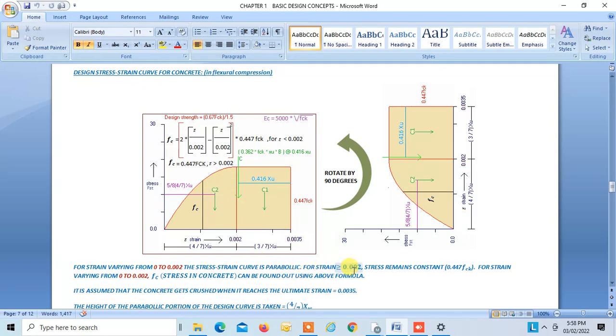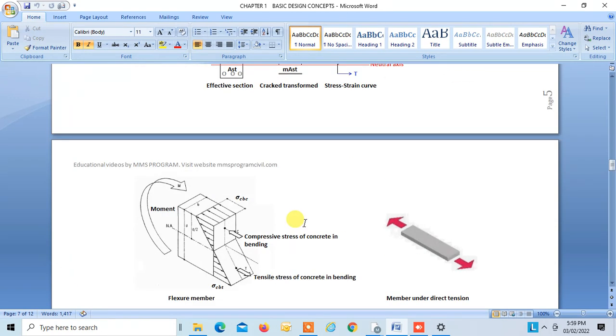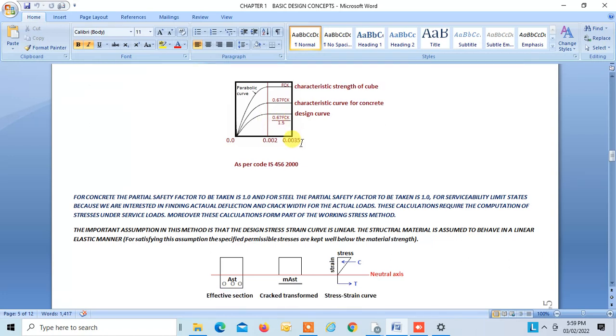For strain greater than or equal to 0.002, the stress remains constant, that is 0.447 fck. Further over here, if the strain is increased, the stress remains constant. So in this region, this is the ultimate design stress, that is 0.447 fck. This is what we got from here: 0.67 fck divided by 1.5 is equal to 0.447 fck.